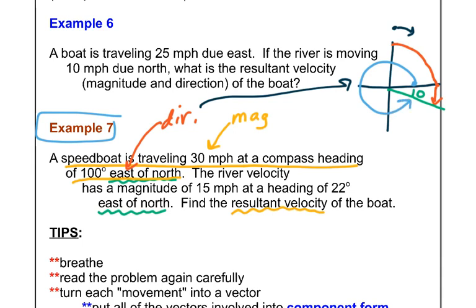So really, how much is that angle? Well, I traveled almost a full circle, but just less 10 degrees. So this would be a full 360 minus 10, which is really 350 degrees. So 100 degrees east of north really means 350. Oop, I put 35. 350 degrees. That's what I'll plug in.